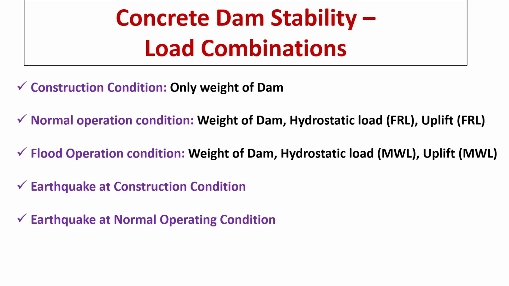As these are simple calculations, we need to obtain horizontal and vertical coefficients. Every country has seismic maps which give these values for different places. Otherwise, using various methods such as determining peak ground acceleration and other methods helps us to estimate seismic coefficients. One more load combination is to check the stability in flood condition with full uplift. As already discussed, full uplift means drainage holes are not working.